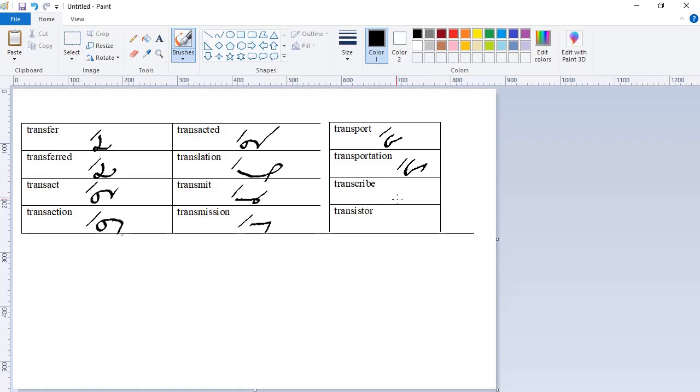Transportation. Transcribe. We have trans, and then cribe. K-R-I-B. Habaan ng konti yung B. Transcribe. Okay. Next, transistor. So, we have transistor. Okay, so those are our sample examples for words with trans sound. Now, let's move on to the next one.